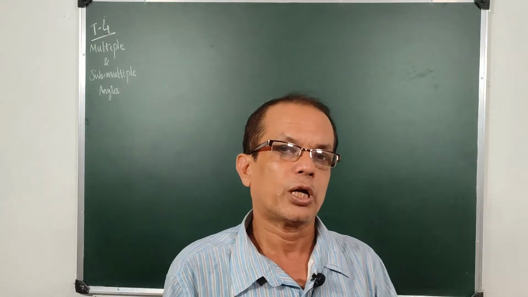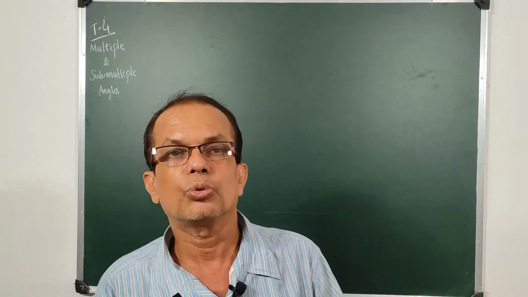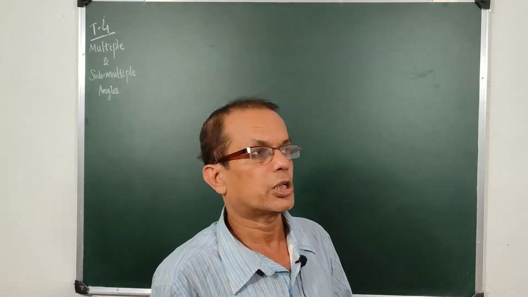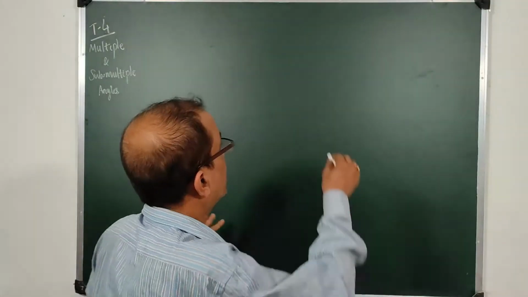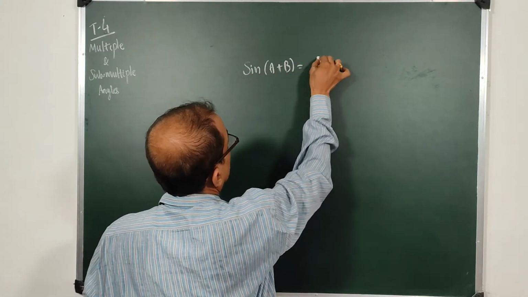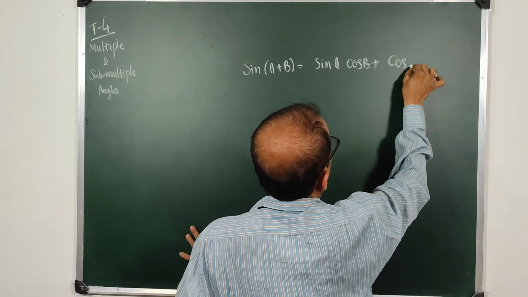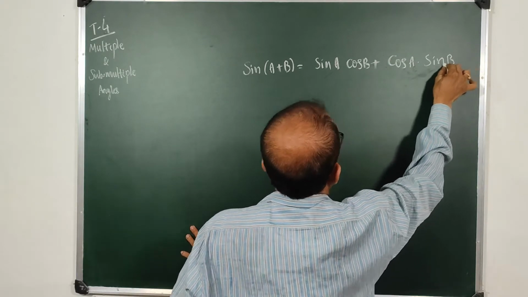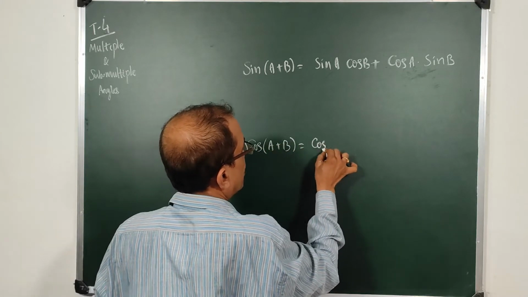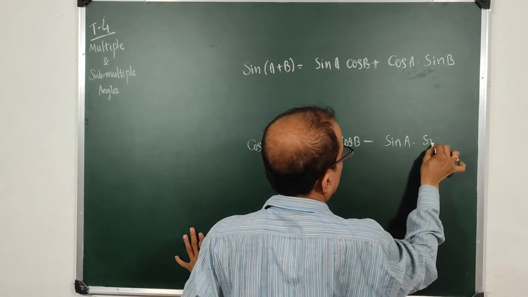What if someone asks us what is sin of 2a, sin of 2b, cos of 2c? So in order to find those formulae, let us start with the previous discussion. We had sin of a plus b is sin a cos b plus cos a sin b, while cos of a plus b gives us cos a into cos b minus sin a into sin b.